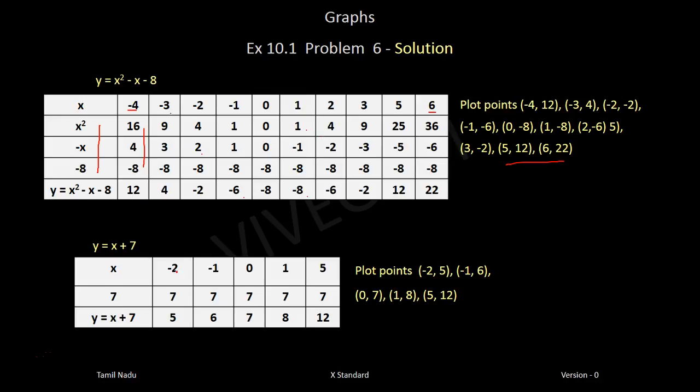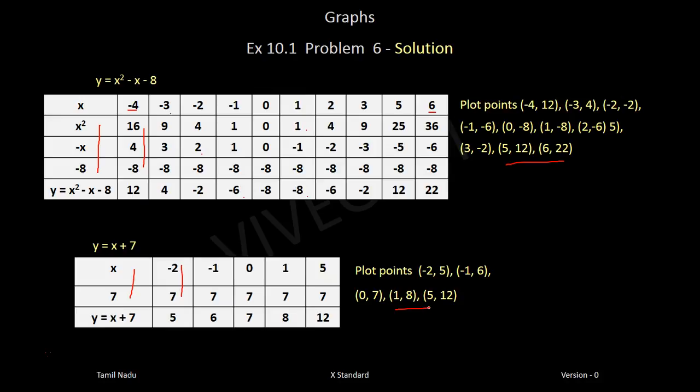So here let's take minus 2 to 5, and these are the x values. The constant is plus 7, so we'll have to write 7 in all the cells. Adding these two, we'll get the y value. Minus 2 plus 7 is 5, minus 1 plus 7 is 6, 0 plus 7 is 7. Like that, you can get these cells filled. So what are the points of the straight line? Minus 2, 5; minus 1, 6; 0, 7; 1, 8; and 5, 12.